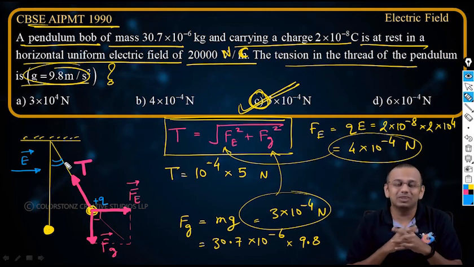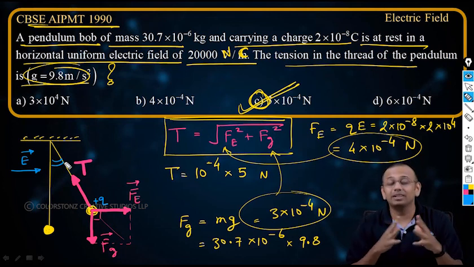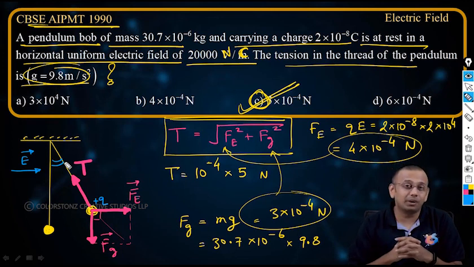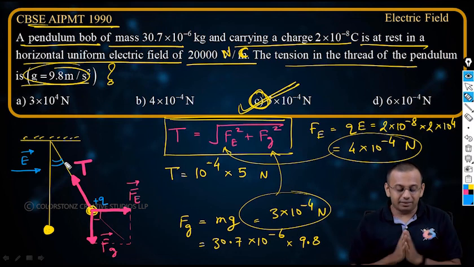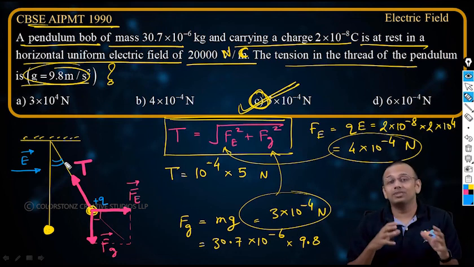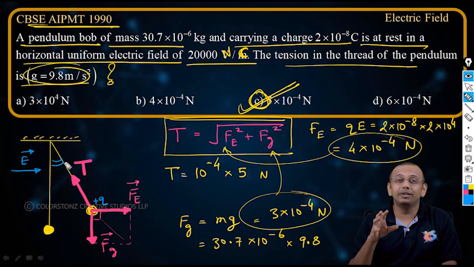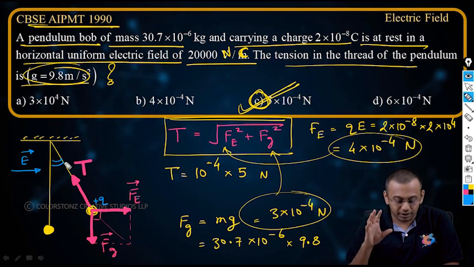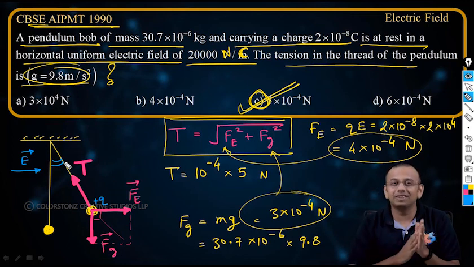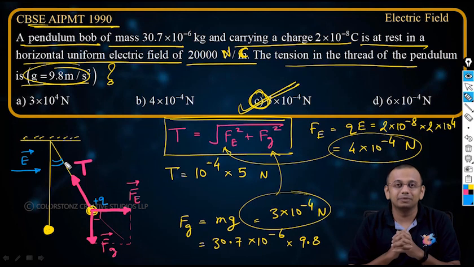So I hope this question was also clear to you and you've gotten an idea what type of questions can come in competitive exams. All right. And this completes our questions based on electric field due to point charges and uniform electric field in general. All right. So I'll end the session here. I hope everything was clear. You can go ahead and do some practice and then move on to the next concept.